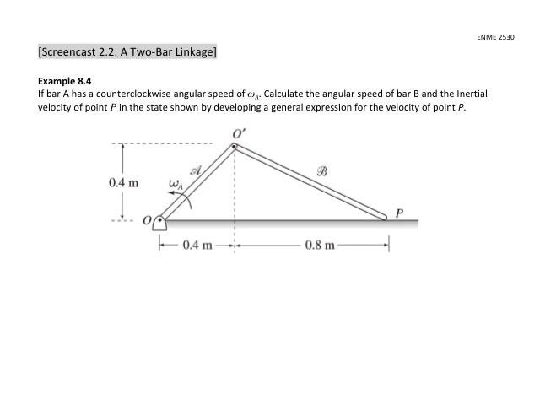Now you can see that the way this problem is set up is that it gives you dimensions 0.4 in this horizontal direction, 0.4 in the vertical direction, and 0.8 in this horizontal direction, which really gives us a snapshot in time. But instead of solving this only for the snapshot, we're going to develop a general expression for the velocity of point P and then plug in our numbers to get that at that snapshot in time.